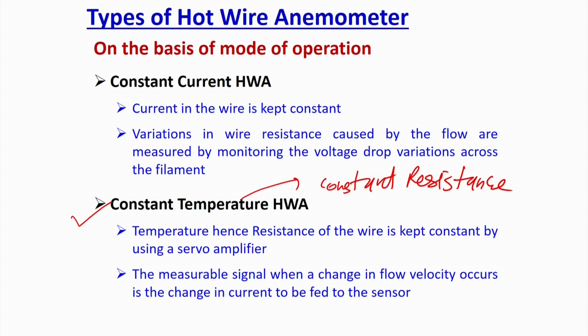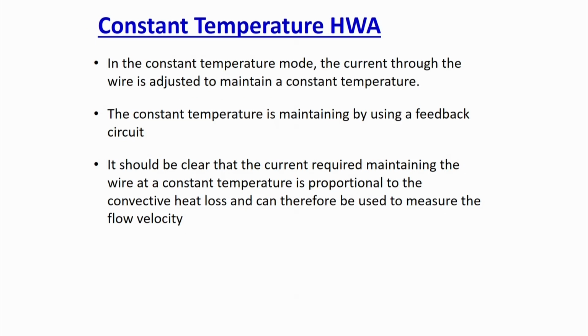Now, what is the constant current hot wire anemometer? As I said, constant current hot wire anemometer means you will maintain the current constant and you will change the resistance. That is what is called constant current. Constant temperature means you are going to keep the resistance same by using some servo amplifier, or feedback controller, and you will keep on changing the current, so that the overall resistance stays the same. That is the basic way the constant current and constant temperature have been defined. We will try to understand that. So, what is the constant temperature?